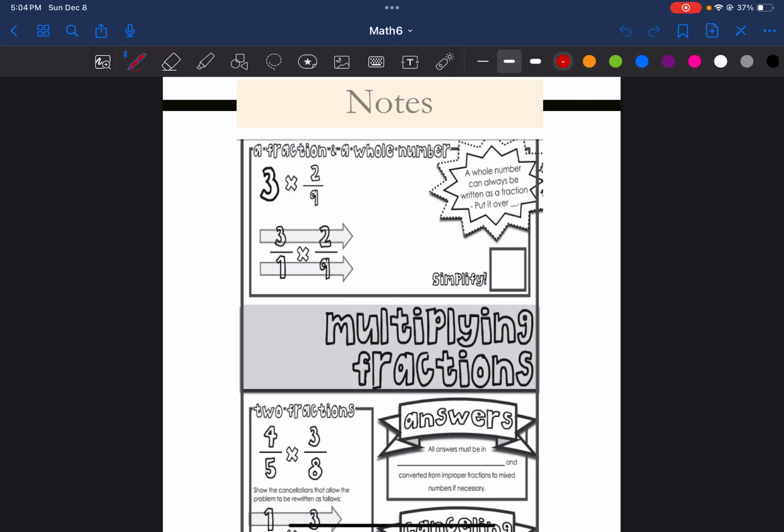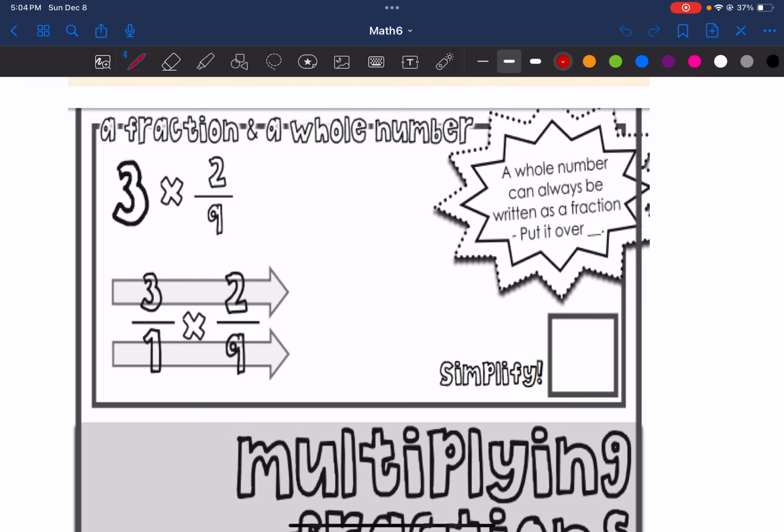Okay, so we're going to start with multiplying fractions today. We're going to work with different types of problems, and the nice part is we set this up so you can color a little while you guys do some work and go from there. When we multiply, we see that a whole number can be written as a fraction by putting it over.